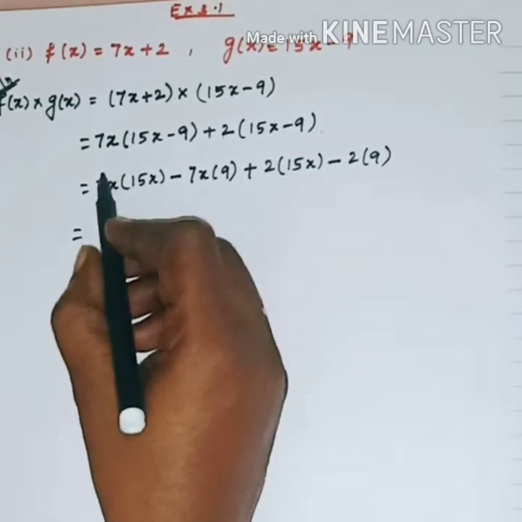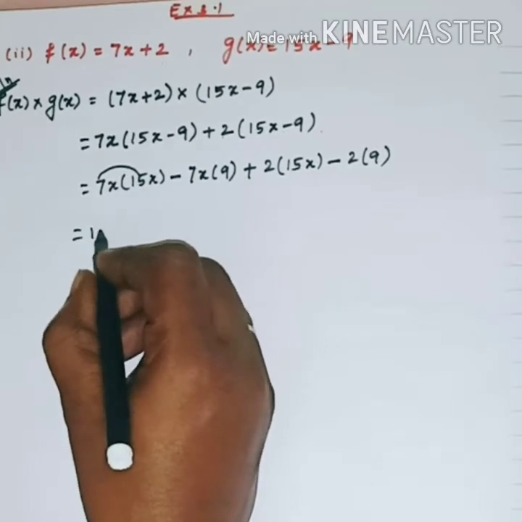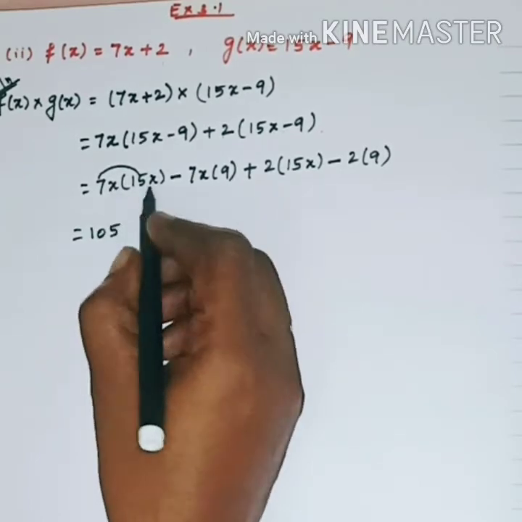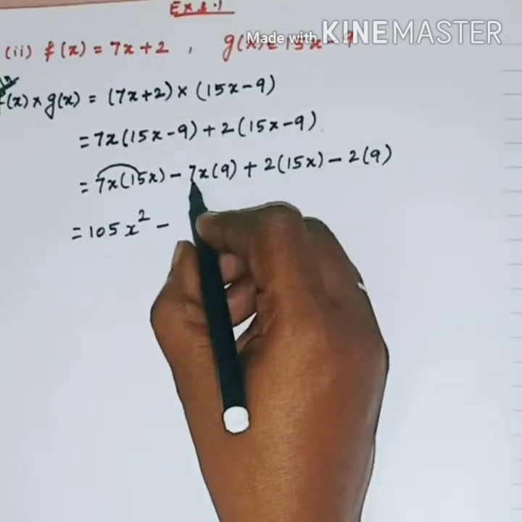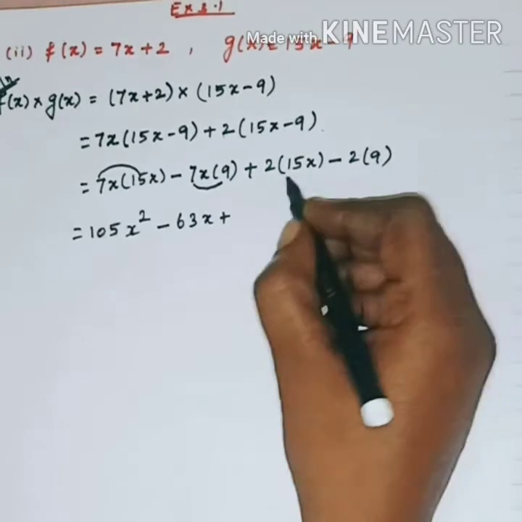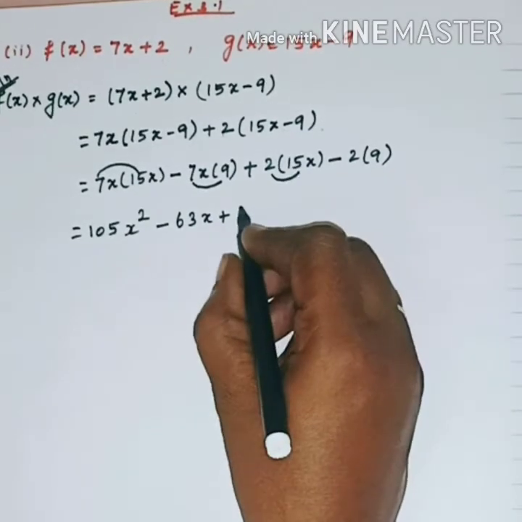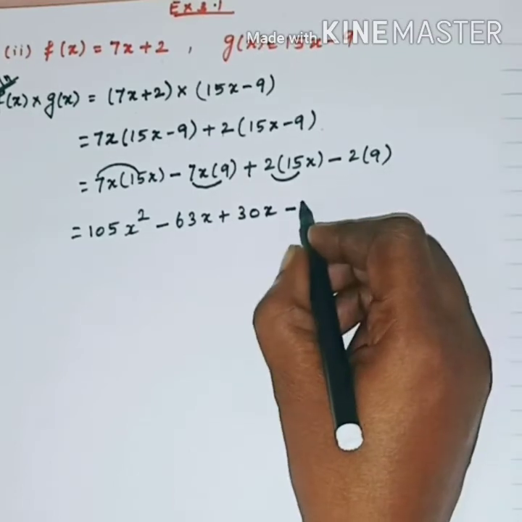Now multiplying this constant term first. 15 into 7, 105. x into x, x square. Minus 9 7s are 63x plus 2 into 15, 30. x minus 2 9s are 18.